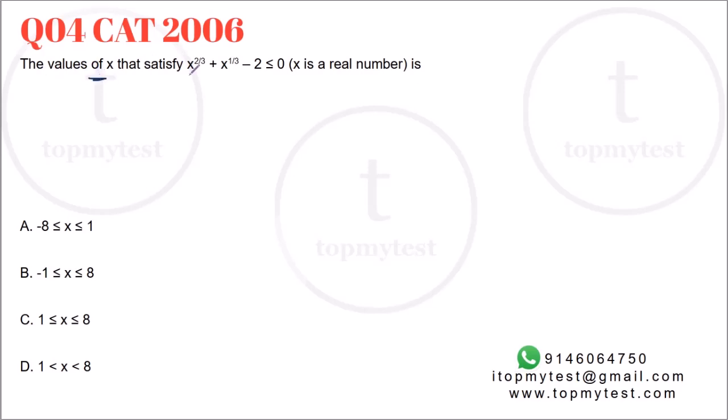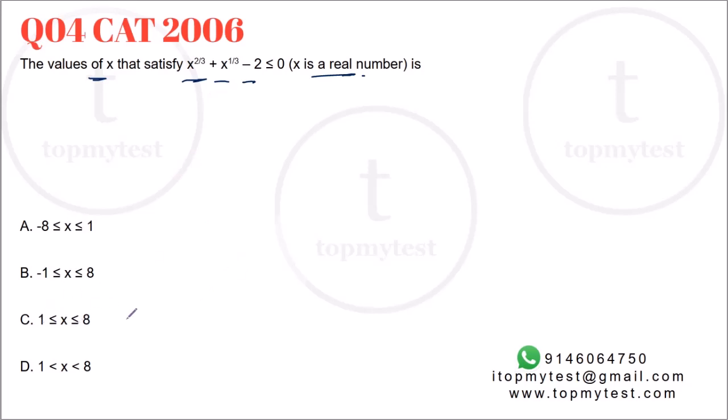The values of x that satisfy x^(2/3) + x^(1/3) - 2 ≤ 0. x is a real number. Now, what will satisfy? If anything is outside of the range which is given to you, basically, you can eliminate that particular range.